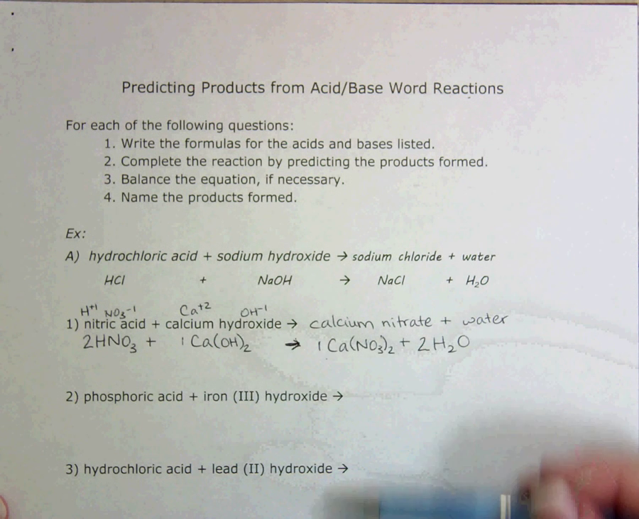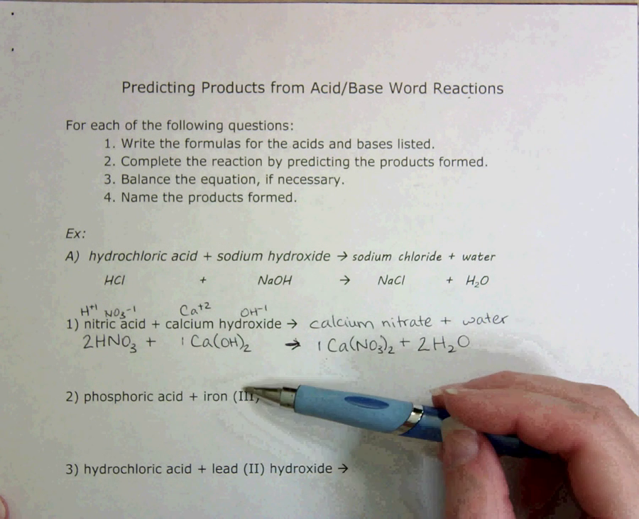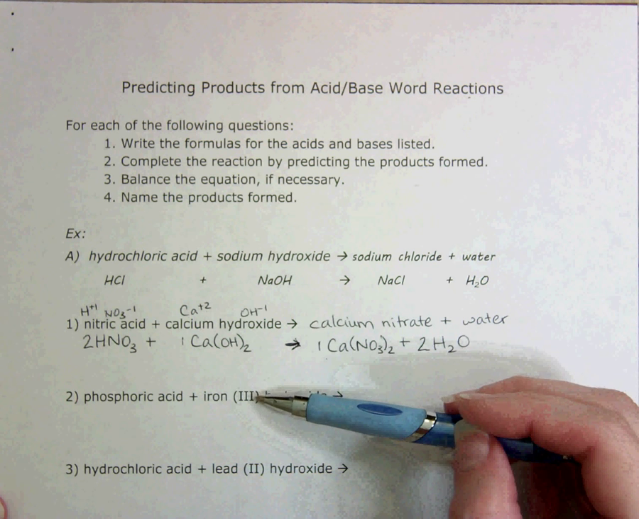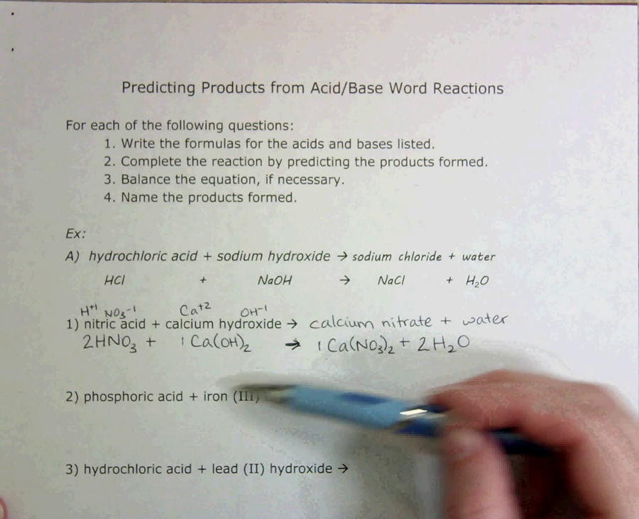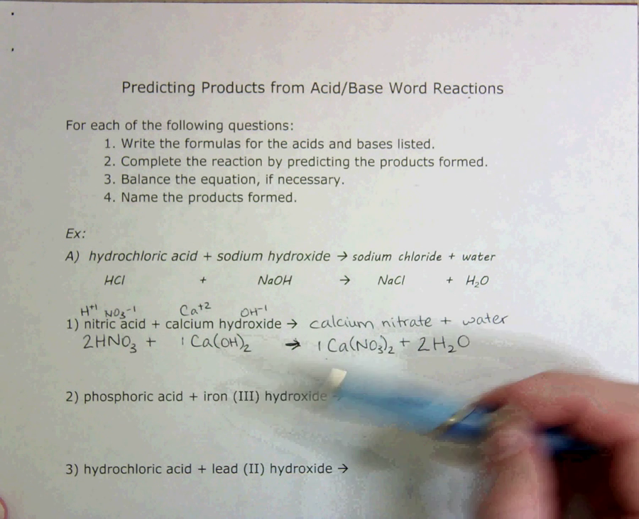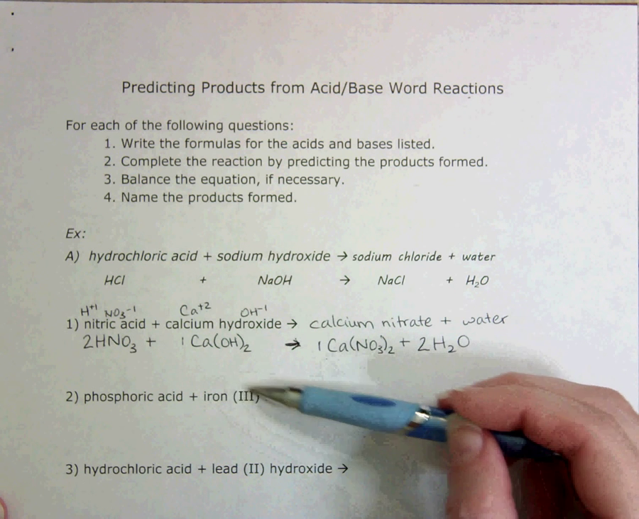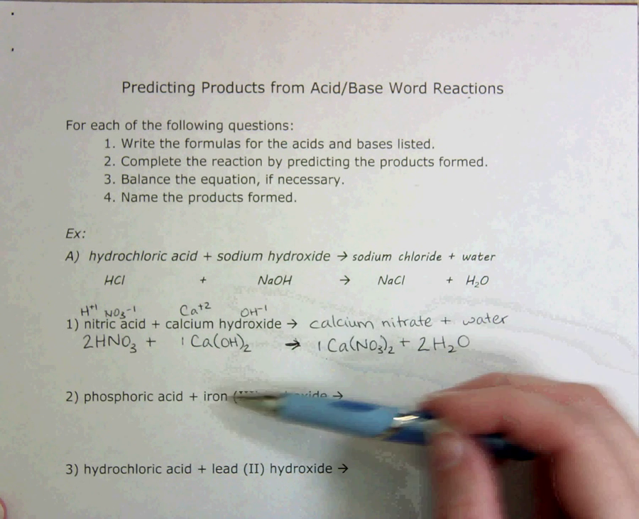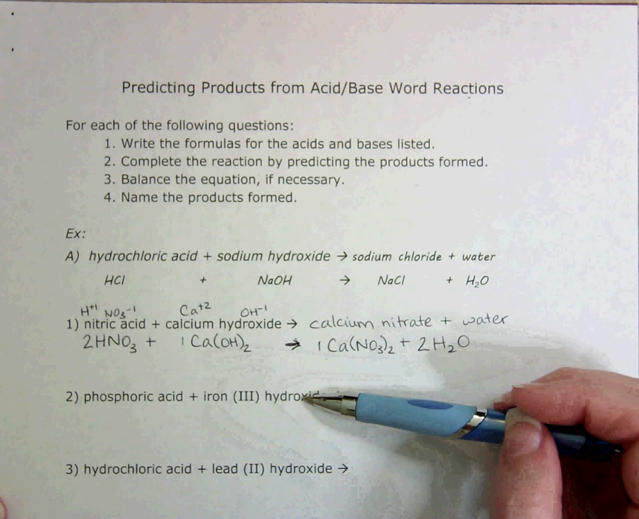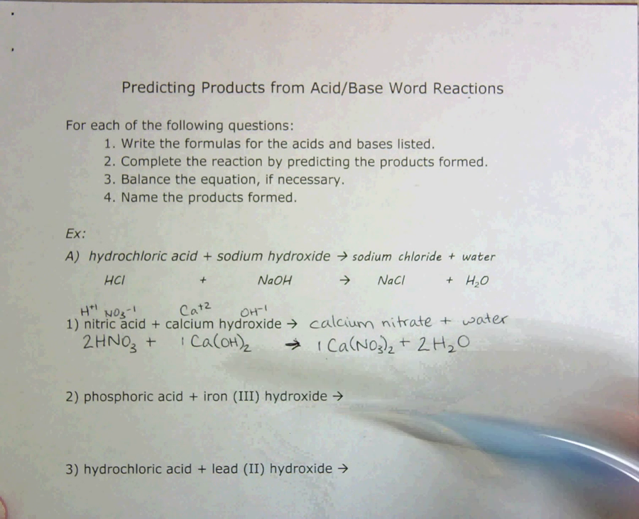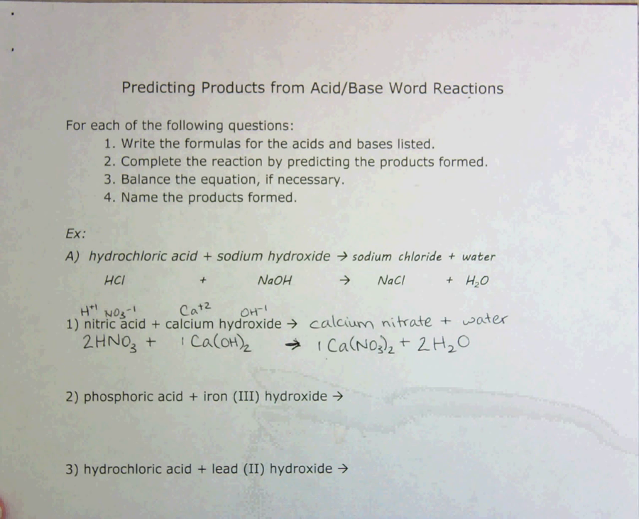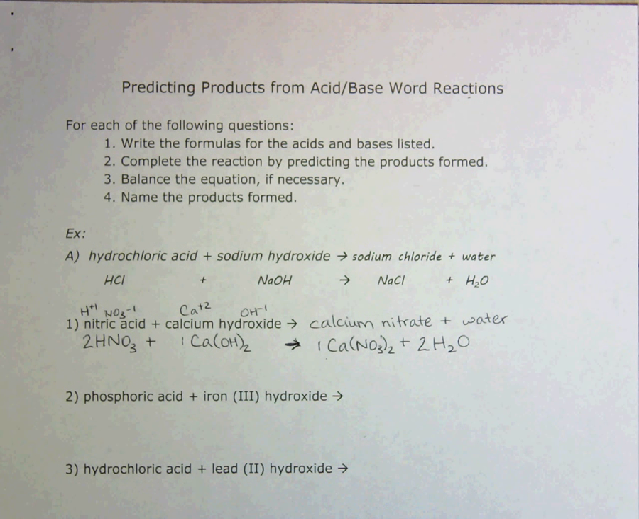You're going to do the same thing with these, and don't forget that this number in parentheses here, this Roman numeral, tells you the charge of the element before it. So this 3 tells me that iron has a +3 charge, and then all you have to do is combine it with hydroxide to make your base. So go through these, and if you do get stuck or have any questions, please come ask.